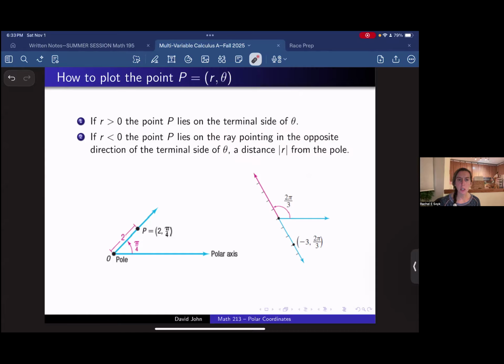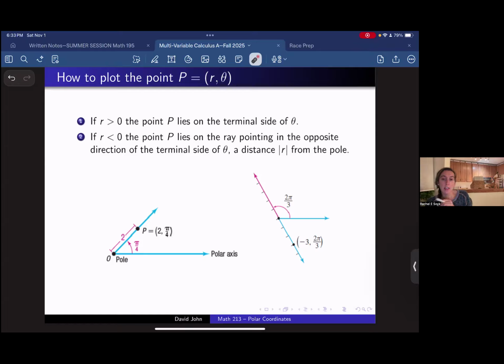So we'll be doing a few concrete examples in a moment where our R value might be positive, our R value might be negative, and then our angle measure might be positive, our angle measure might be negative. Remember, if our angle is negative, then we're going in that clockwise direction.